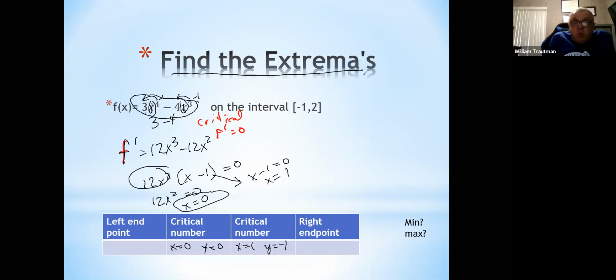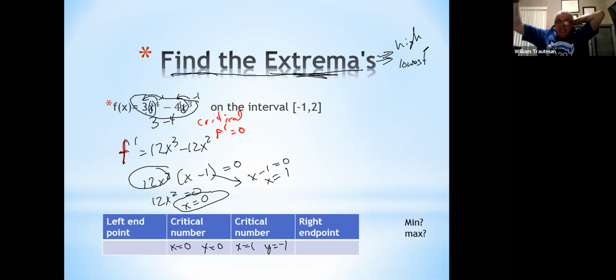Now, we still have more, though. It says, find the extremas. Extremas are not relative. Extremas are the highest point. So when we just say extrema without saying relative, we're looking for the highest point on the graph and the lowest point on the graph. So extremas are the highest and the lowest. If we said relative extremas, then we'll look for all valleys and peaks. So let's take a look.